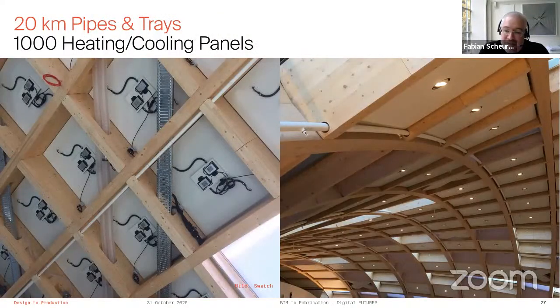Also included, since this is a fully functional office facade, are about 20 kilometers of pipes and electrical trays, 1,000 heating and cooling panels that you can see on the right-hand side, and also curved sprinkler pipes running through the beams there, as you can see. So quite a bit of installation MEP going on in the structure also.